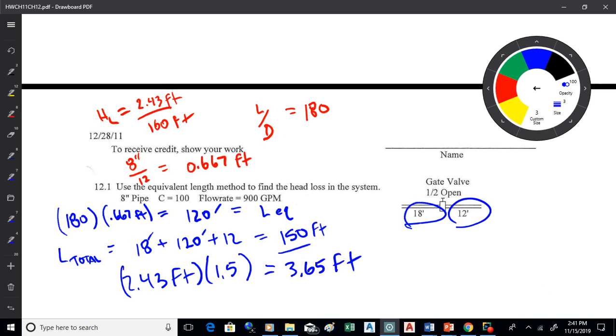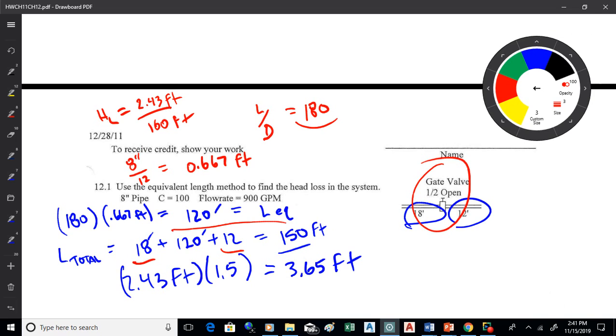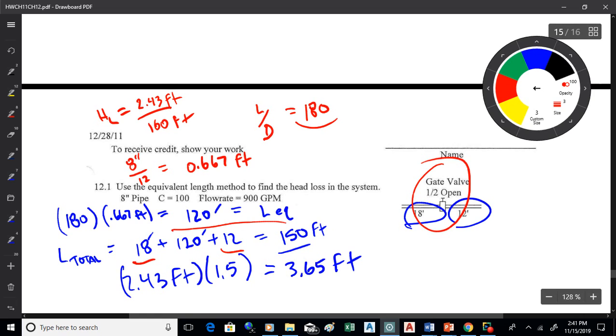So we got 18 and 12, which makes 30 feet of pipe, and then we've also got the gate valve, which with our table has an L over D of 180, which gets us to an L equivalent of 120 feet. So we got 30 feet of actual pipe plus 120 feet of an equivalent length of pipe for the head loss of the half open gate valve. So that gets us 150 total.